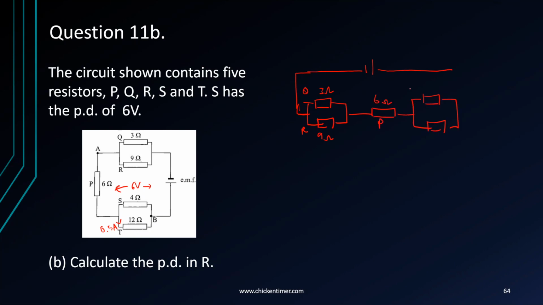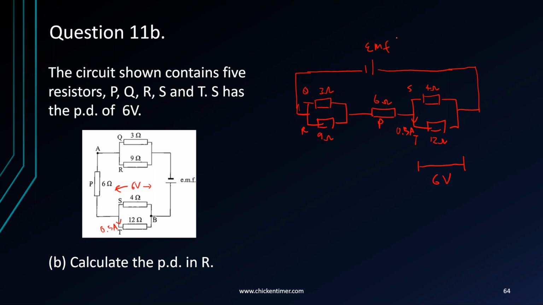Then you'll get your S and T down here, which is 4 ohms and 12 ohms. You see? Then your S PD is 6 volts, so 6 volts is here. Then you found that this is 0.5 ampere, right? Then this EMF is unknown. That's why they say calculate the PD in R, because the PD across R wasn't given at all. It's just the way they draw it and make it look like it's given.